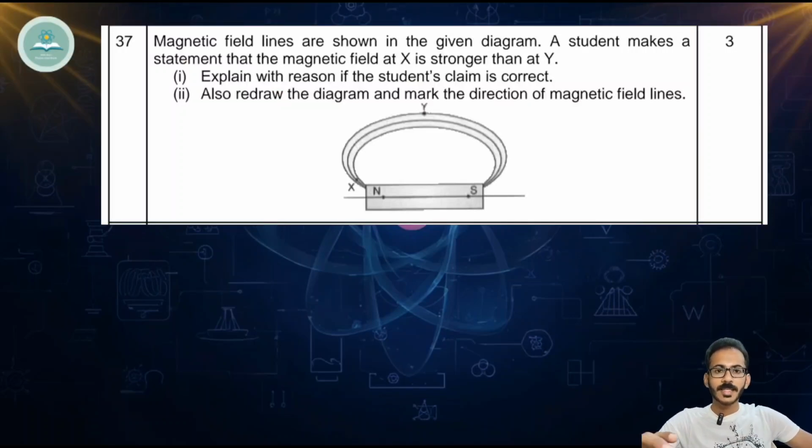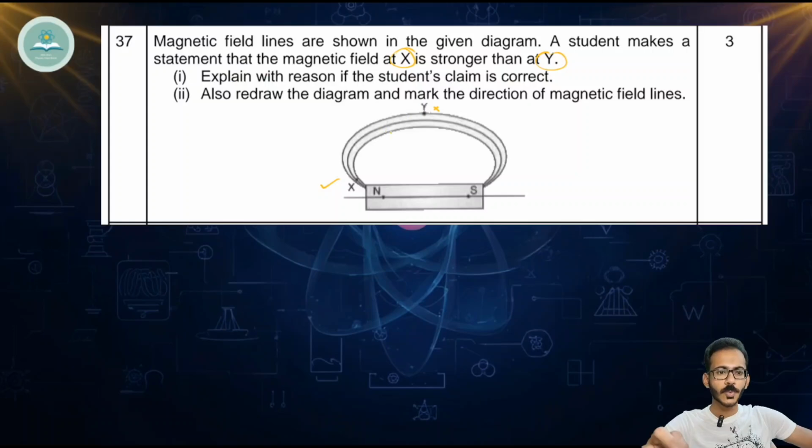This is the question that is asked in the CBSE model paper. Let's see the level of question. The question is like this. Magnetic field lines are shown in the given diagram. A student makes a statement that the magnetic field at X is stronger than at Y. So he is saying here it is more and here it is less. Explain with reason if the student's claim is correct.